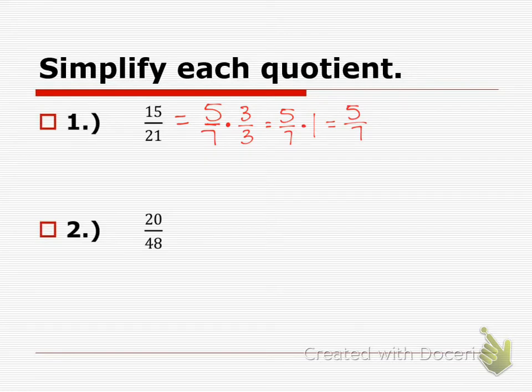So, for example, on number 2, I could rewrite 20 as 4 times what? 5. And I could rewrite 48 as 4 times 12. And 4 over 4 reduces to be 1. And again, 1 times anything is just whatever that thing is. So 5/12 is what this would simplify or reduce to.